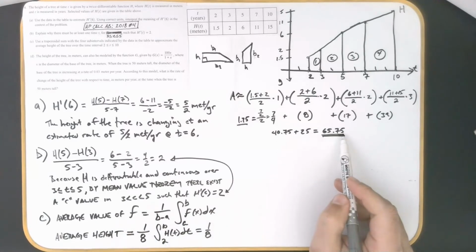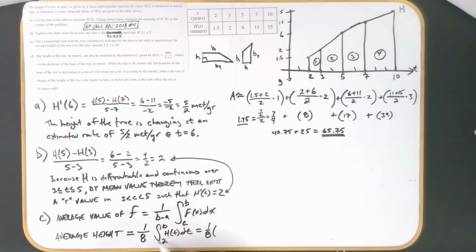Okay, so 65.75 is without question the most common wrong answer, because people forget, like I was saying before, it's 1/8 of that. So I'm going to take this number now and put that right here. Our estimate of our integral was 65.75. But now we have to multiply it by 1/8.